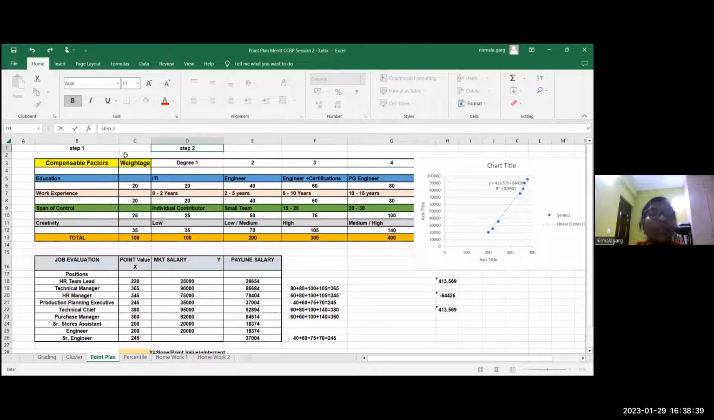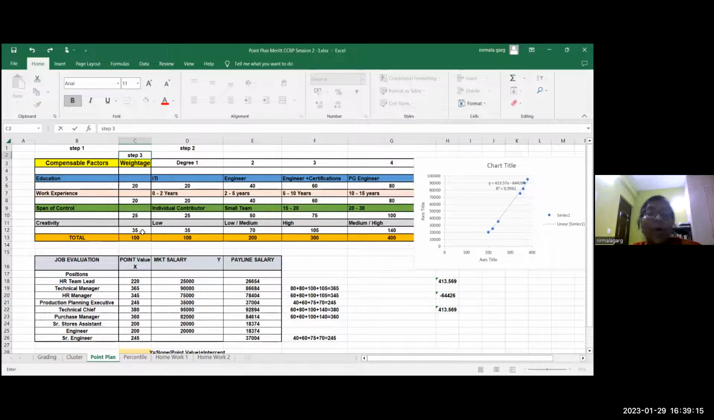Step 3. Now, you have to weigh your compensable factors, because not every compensable factor will be of equal priority. So you have to give weightage. Overall, which will be higher, which will be lower? So if you notice, I've given weightage: education 20, work experience 20, span of control 25, creativity 35. Do not give weightage to any compensable factor more than 50 because then it gets skewed.